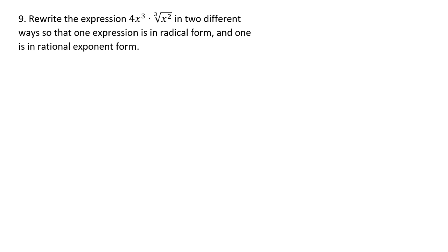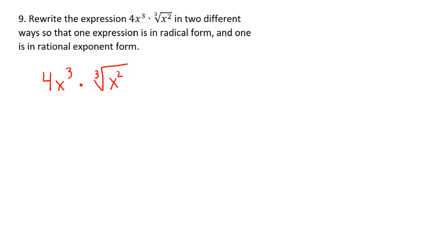Number 9, write the expression in two different ways so that one expression is in radical form and one is in rational exponent form. So if we rewrite the problem, 4x to the third times the cube root of x squared, I can't just write this. This is partially in a radical form. This is not, I suppose.